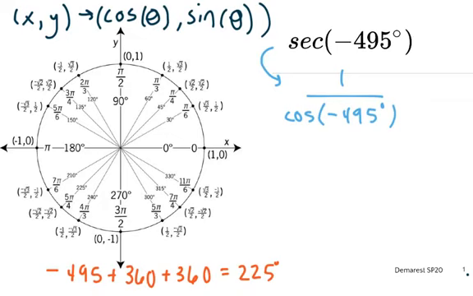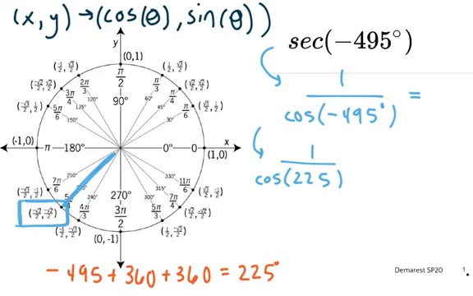So now I can rewrite this. 1 over cosine of negative 495 is the same as 1 over cosine of 225. Because again, if we were to graph negative 495 in standard position as well as 225, they would both end up with their terminal side here, which means that both of them are using this ordered pair for the cosine and the sine. So cosine of 225, well, cosine is our x-coordinate, so cosine of 225 is negative radical 2 over 2.